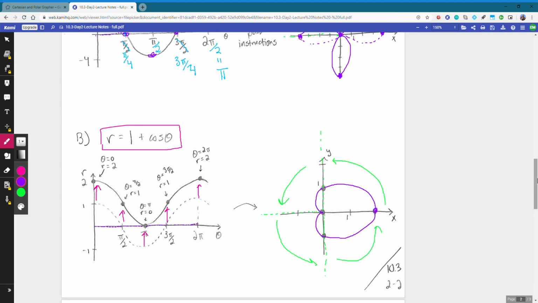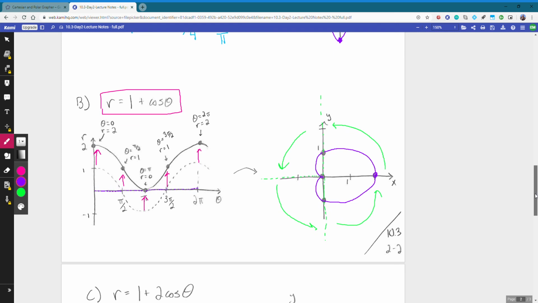All right, last one today. R equals 1 plus 2 cosine theta. Again, if you haven't worked on this one yet, pause the video, spend some time with it. It's a good one. But here we go. Let's dive in.